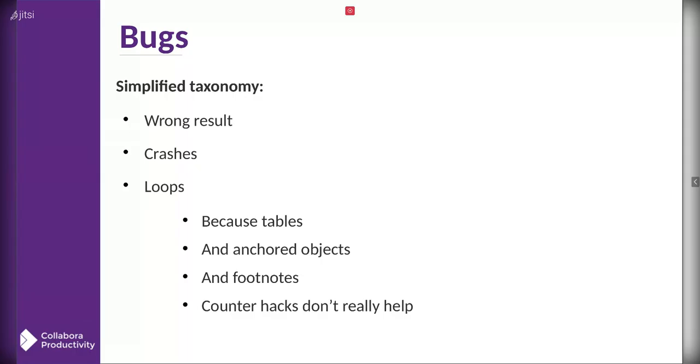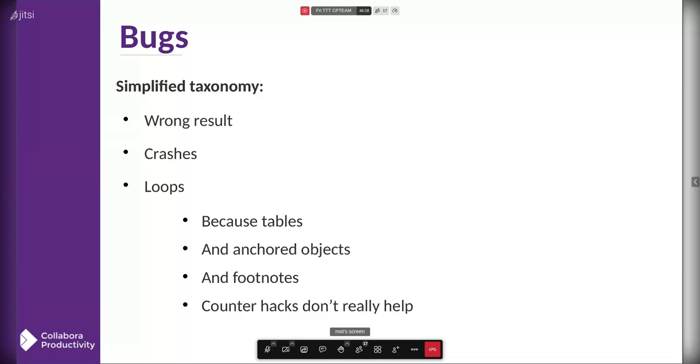Footnotes are kind of similar to anchored objects in that they take up space at the bottom of the page. So when you have a footnote on the page, the available space for the document body shrinks, and then you move the footnote to the next page, and then you have more space on the first page again, and so on.